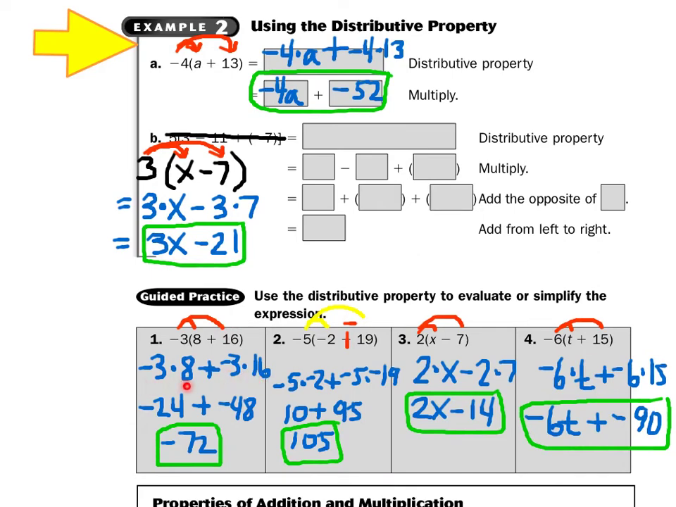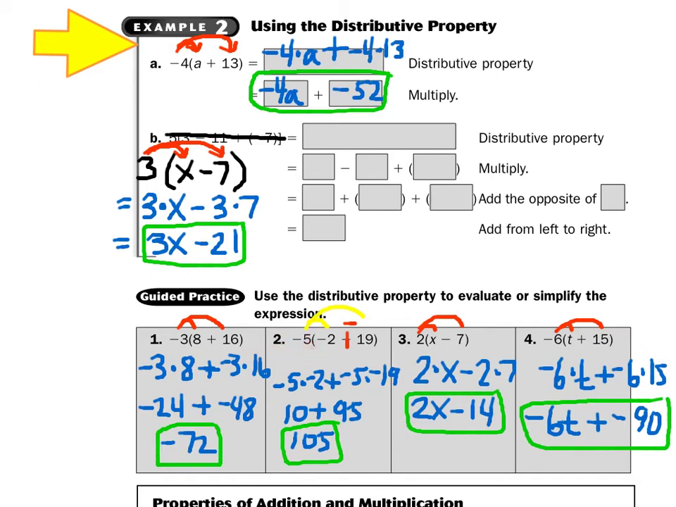So now you simplify. Negative 3 times 8 is negative 24. Draw the addition sign. And then negative 3 times 16 is negative 48. So negative 24 plus negative 48 gives you negative 72. Okay, take a look at number 2.